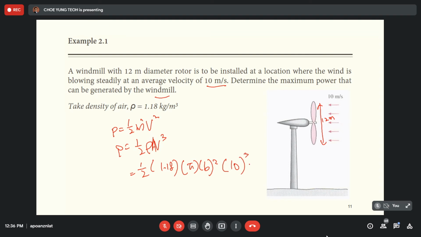Okay, but this will give you the answer in terms of what? Okay, what's the answer you get? Guys, 65.